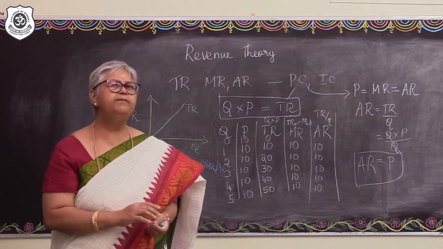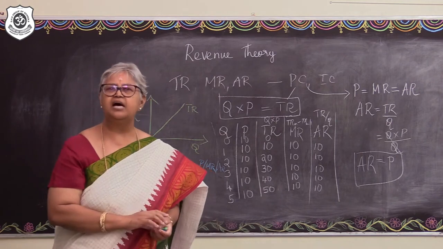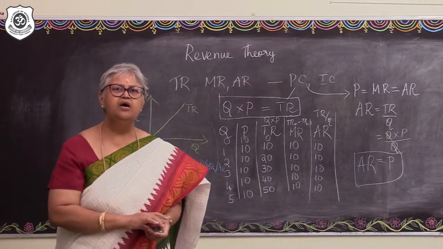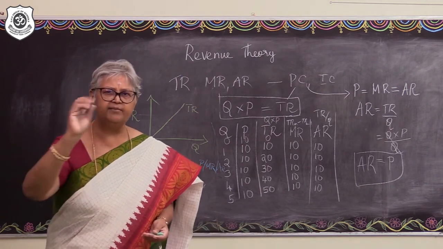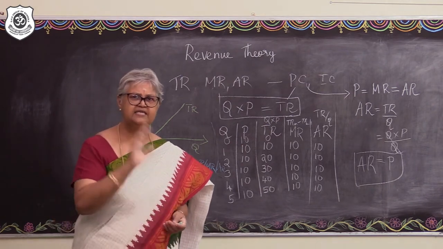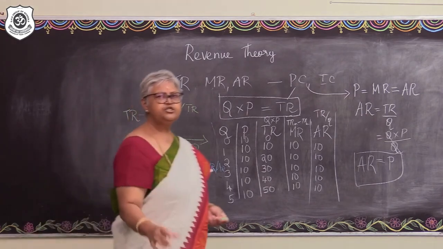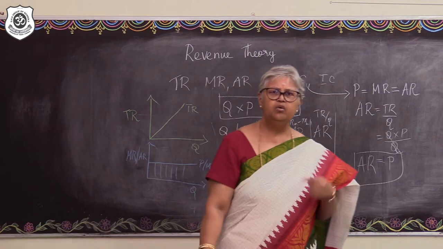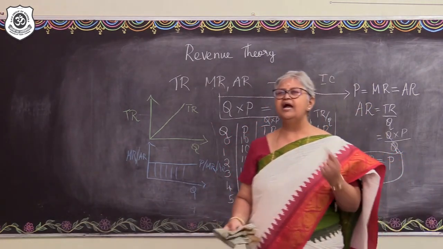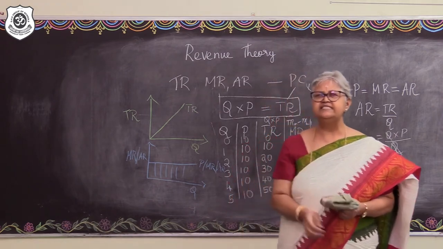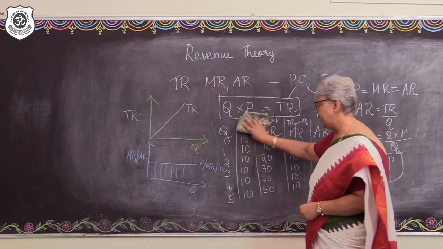Yes? So in your imperfect market, which is more of a practical market that we see in reality, only when the price falls, more and more can be sold. So, we are going to inquire upon the relationship between the output and the total revenue, marginal revenue and the average revenue in such an imperfect market. Yes? So, let's do that.